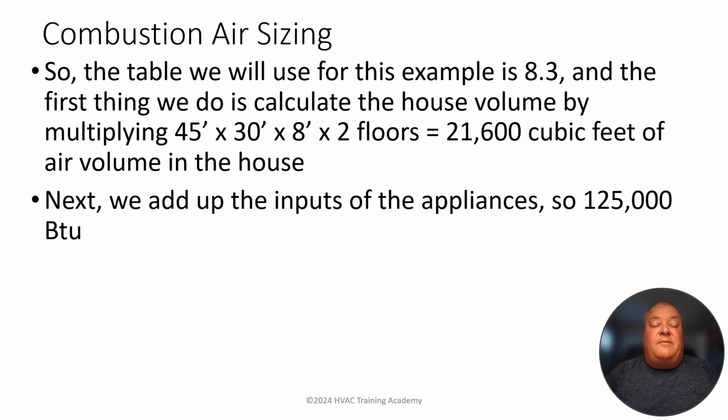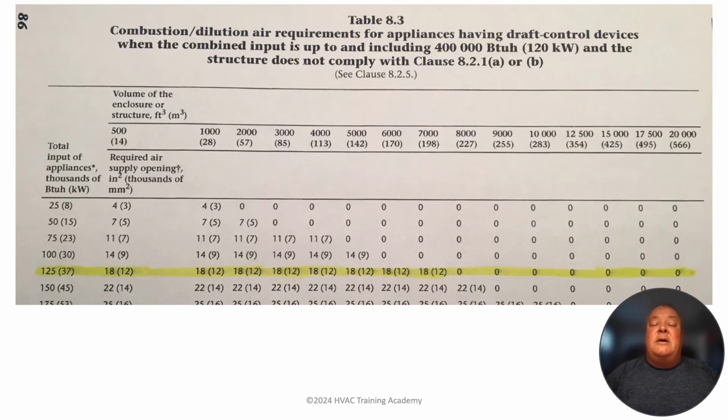So we're going to have 125,000 BTUs. We want Table 8.3, and if you come down here on the left-hand side, you'll see the total input of the appliances combined is going to be 125,000 BTUs. We then start moving across, and when we look at 125,000 BTUs, you'll start to see the first column over has an 18 and then a 12 in brackets, right?